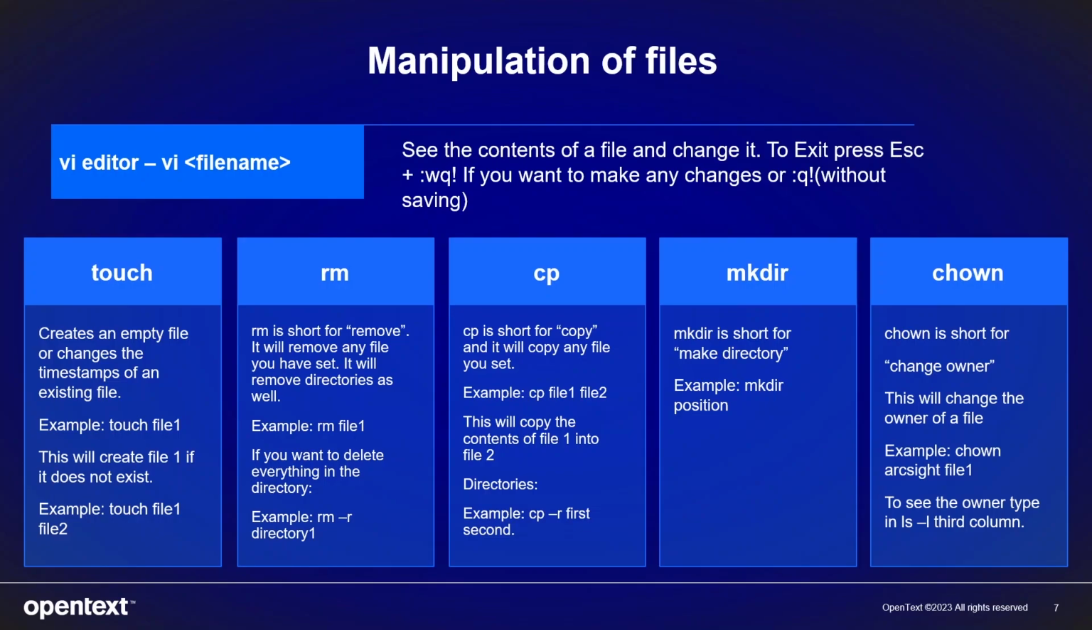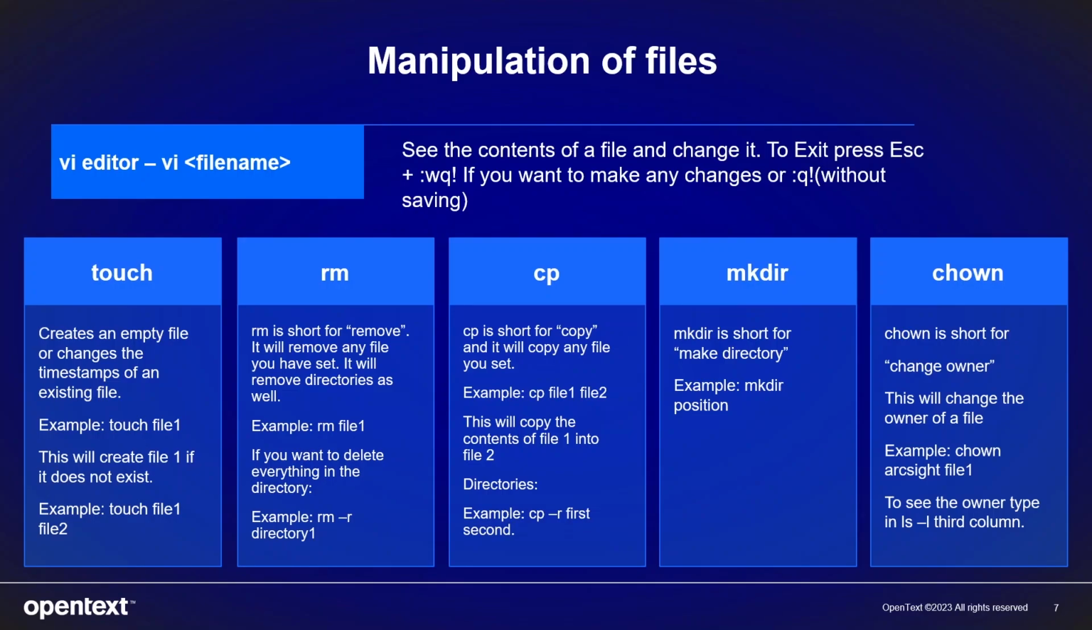cp is short for copy, and will copy any file you set. cp file1 file2 will copy the contents of file1 into file2. And for directories, you have to type in cp -r, followed by the first and second directories. mkdir is short for make directory. This will create a directory for you.